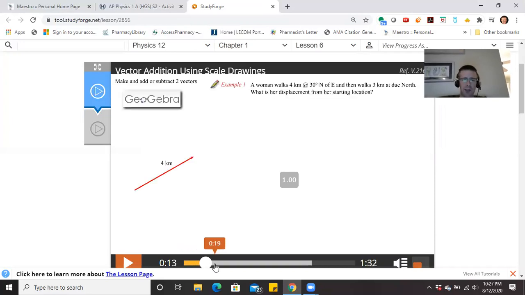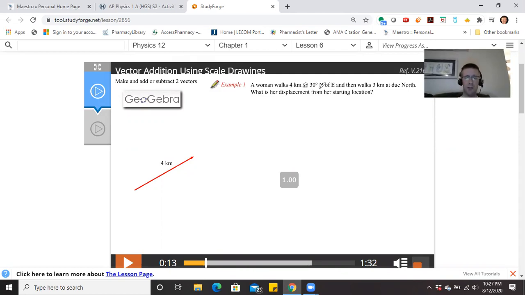Now, adding vectors together, here's a sample problem. If we've got a woman walking 4 kilometers at 30 degrees north of east, and then deciding to walk 3 kilometers due north, and we want to know what's her displacement from our starting location, we've got two vectors that we need to talk about.